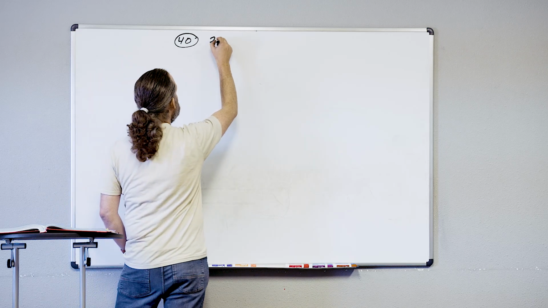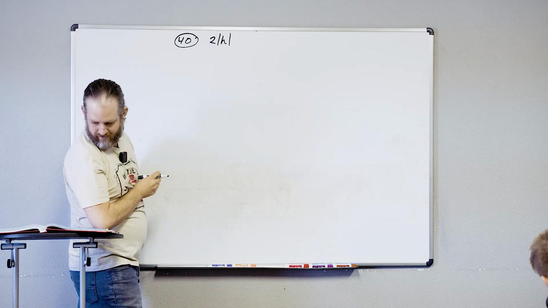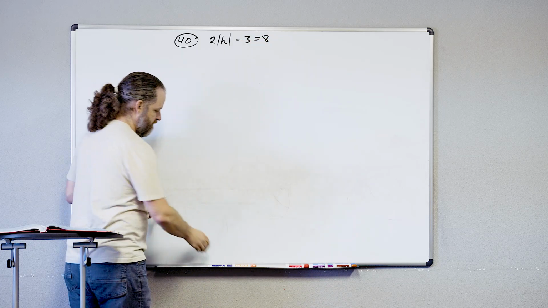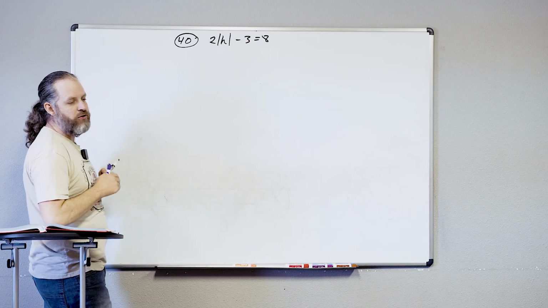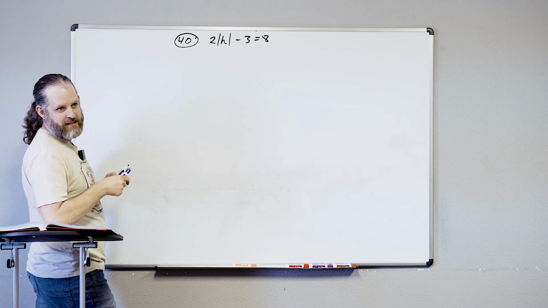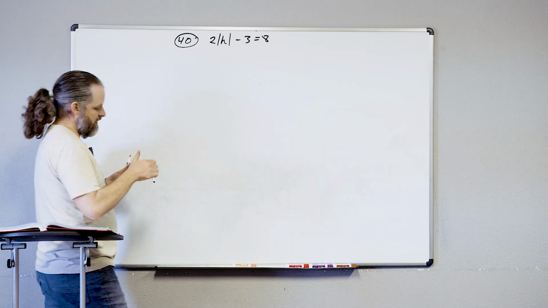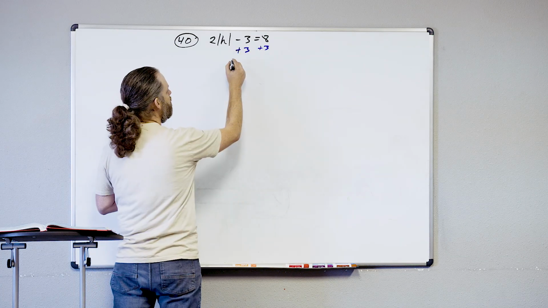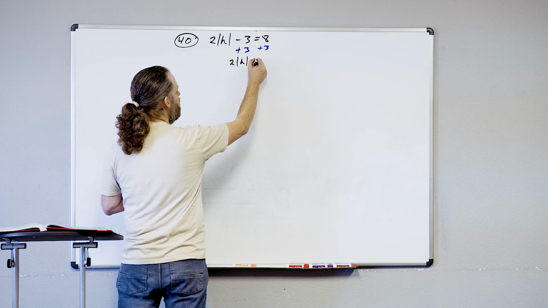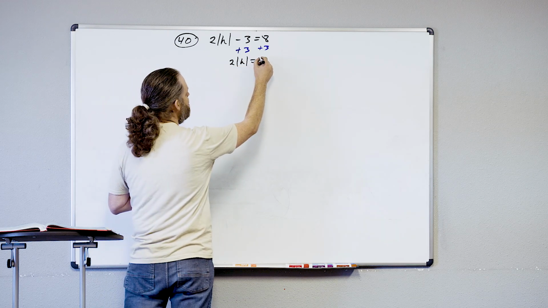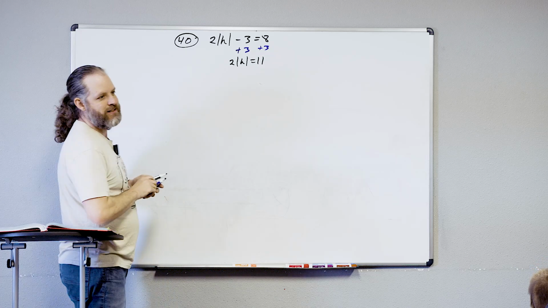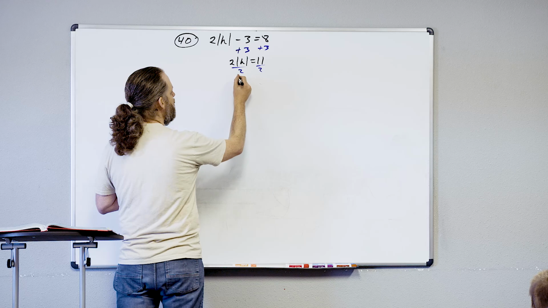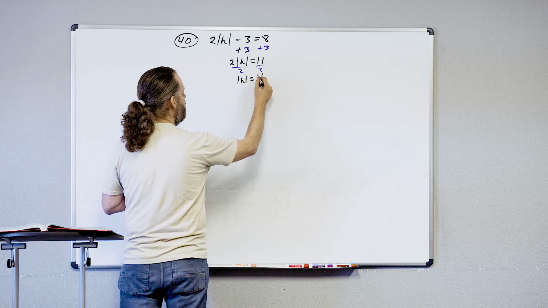2 times absolute value of h minus 3 equals 8. So, same thing. We can't do the splitting until we get the absolute value by itself. So what do we need to do? Add the 3. Absolute value of h equals 8 plus 3 is 11. Now what? Now divide the 2 off. Absolute value of h equals 11 halves.